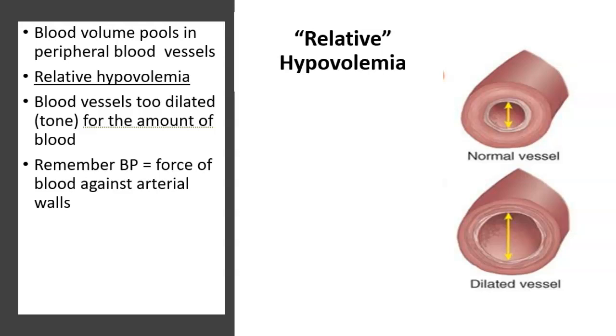So when we have dilated vessels, that is considered relative hypovolemia. If we don't have a change in the amount of fluid, then we just have a change in the container. So that's relative, and that's tone. So remember, blood pressure is the force of blood against the arterial walls.